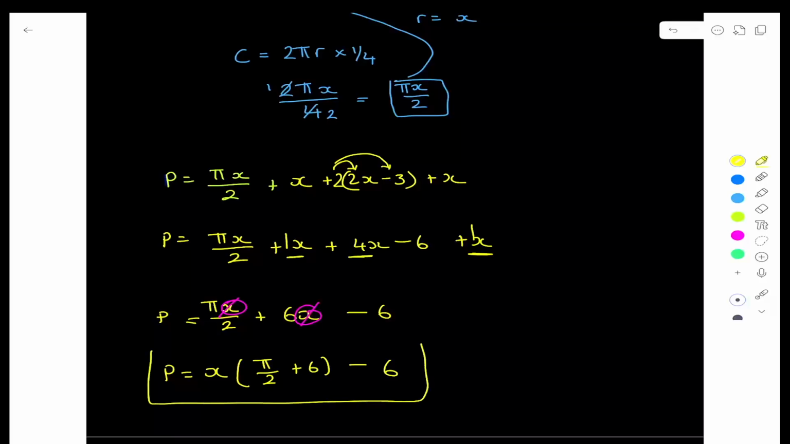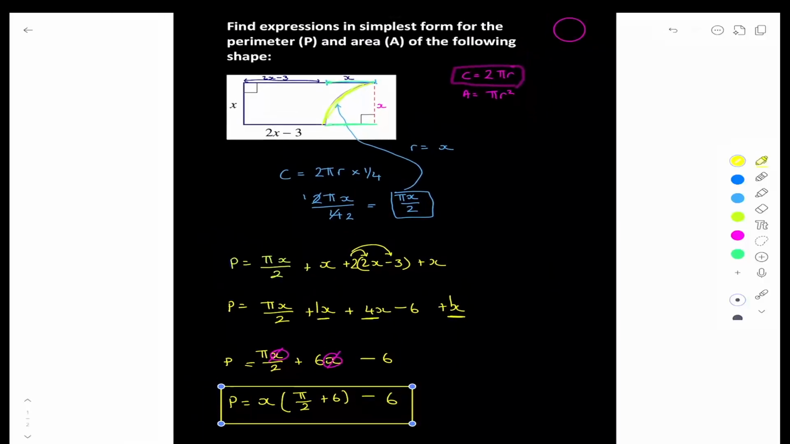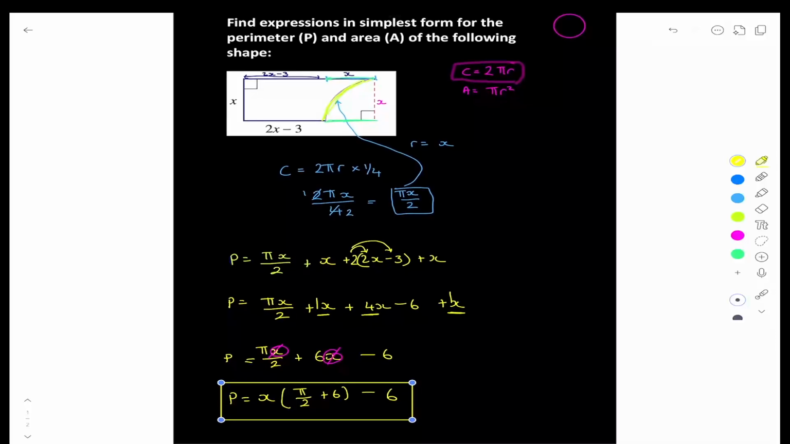Well done if you got that correct. If you didn't, not to worry. Hopefully it made sense and you understand the logic and the reasoning about what happened there. Shall we give the area a go?